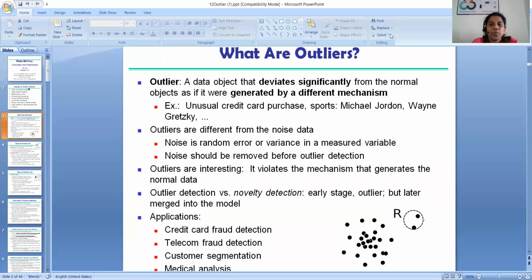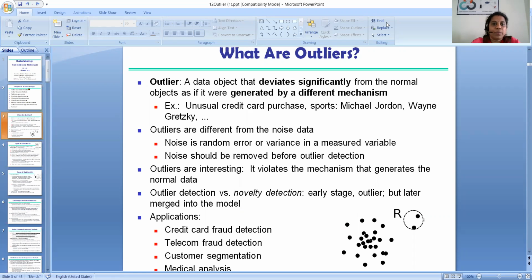In this video, we are going to see what outliers are, what the types of outliers are, what the difference between an outlier and noise is, and what the outlier detection methods are. So we'll see what an outlier is first.